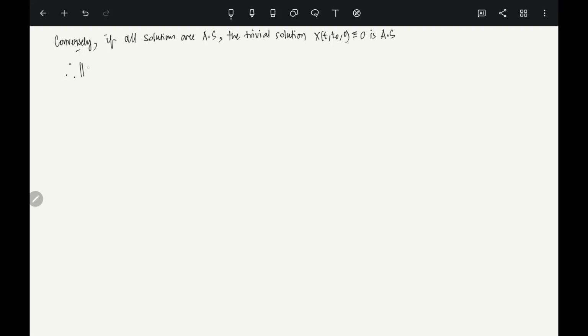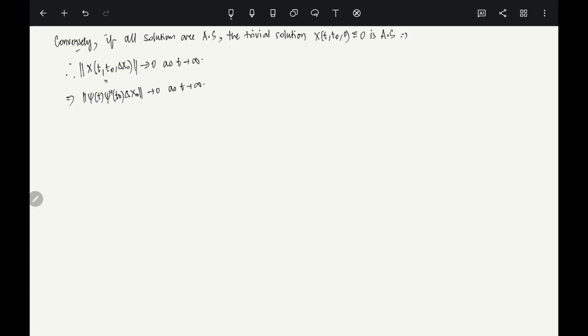Therefore, what is norm of x of t, t naught, delta x naught? In that case, this goes to 0 as t tends to infinity. Clear? So you see, if this goes to 0 as t tends to infinity, the trivial solution is asymptotically stable. So basically, the difference then must go to 0 as t tends to infinity. That's just the definition that will imply this. So this is the definition. Now, if this is the case, what is this? This is nothing but phi of t, phi inverse of t naught, and delta x naught. This goes to 0. That will imply this goes to 0 as t tends to infinity.